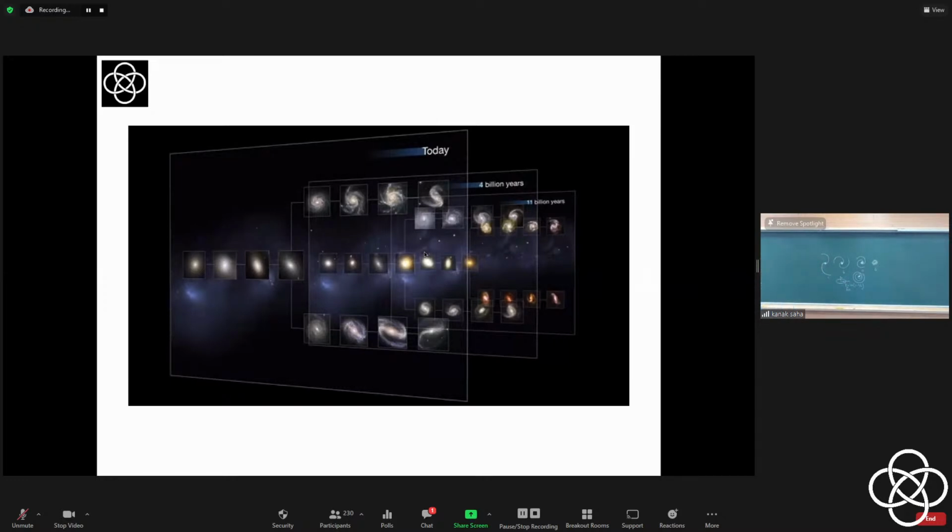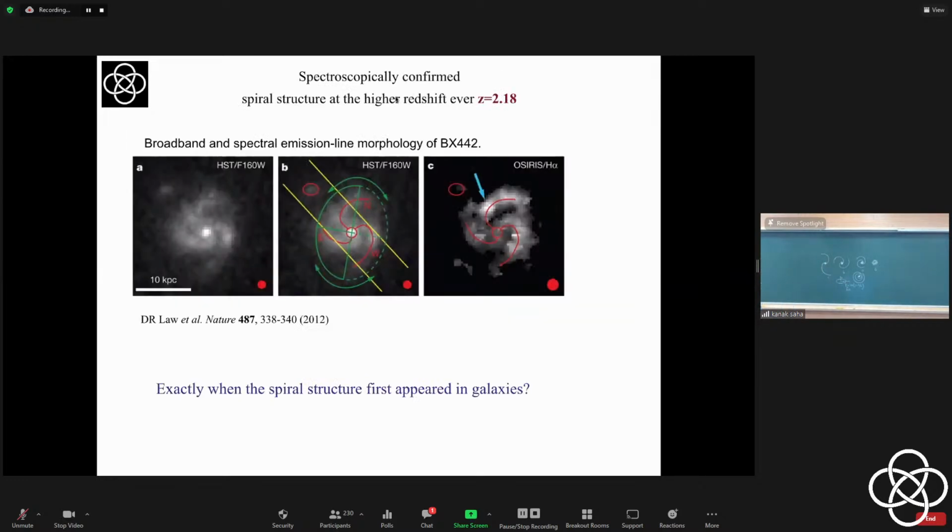evolve over time. Okay, so to do this, this is the spectroscopically confirmed spiral galaxy, the highest redshift spiral galaxy, at redshift 2.18.